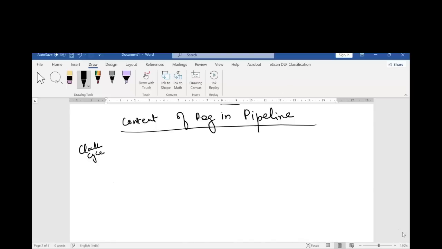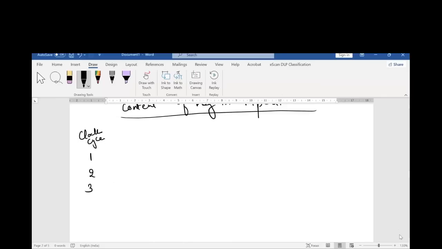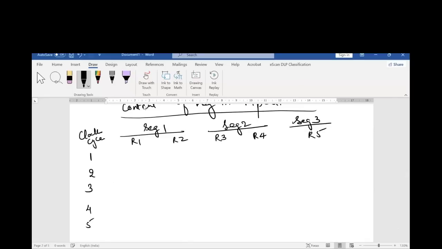Clock cycles, we know that. How many clock cycles do we have? 1, 2, 3, 4, 5, 6, 7, 8, 9. We'll complete it afterwards. How many segments do we have? Segment 1, segment 2, segment 3. In segment 1, we are using the R1 and R2 registers. In segment 2, we are using R3 and R4. And in segment 3, we are using R5. Now let us show the content of the registers at different clock cycles.